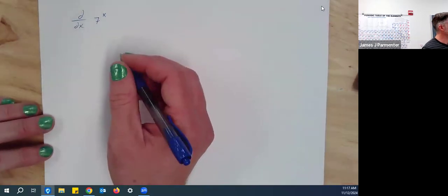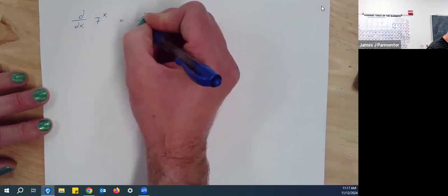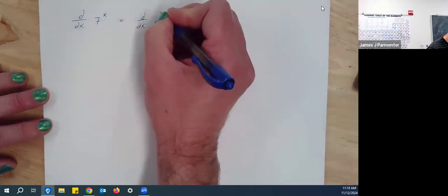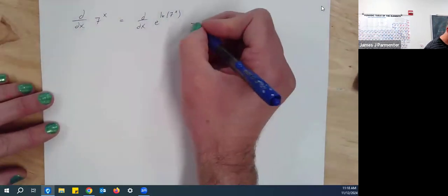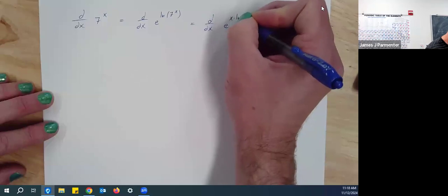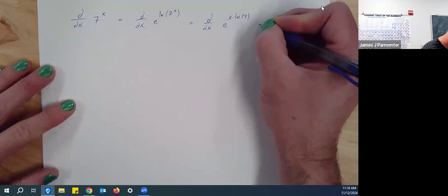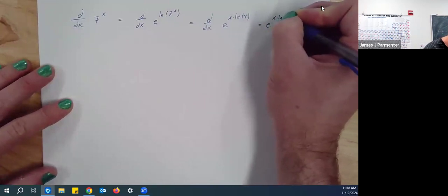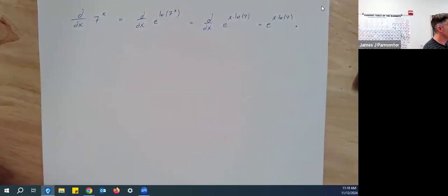One way to do this, if you didn't just memorize the formula, would be to rewrite it as the derivative of e to the natural log of 7 to the x power. And then that's going to be the derivative of e to the x times natural log of 7, or in other words, the derivative of e to the stuff. But we know the derivative of e to the stuff. The derivative of e to the stuff is going to be e to the stuff multiplied by the derivative of the stuff.